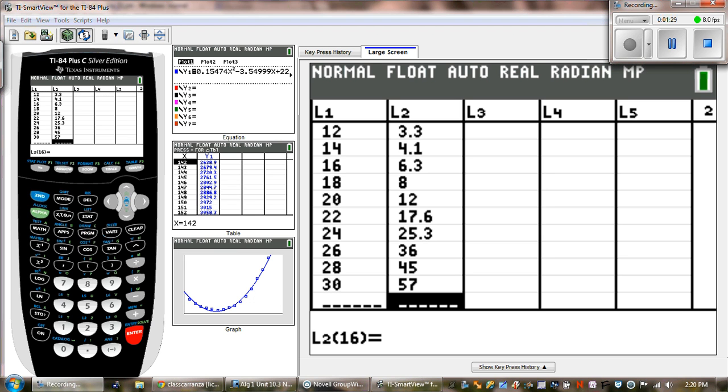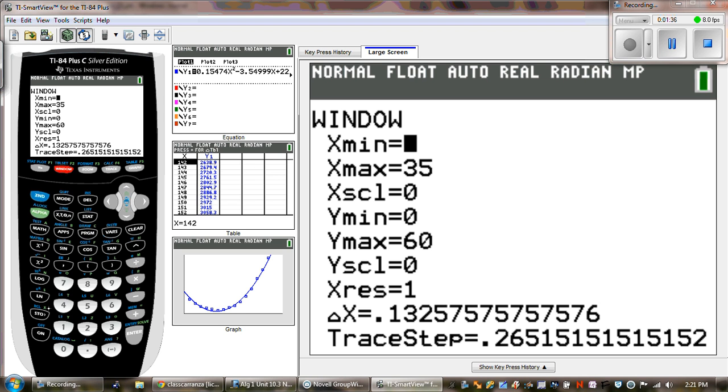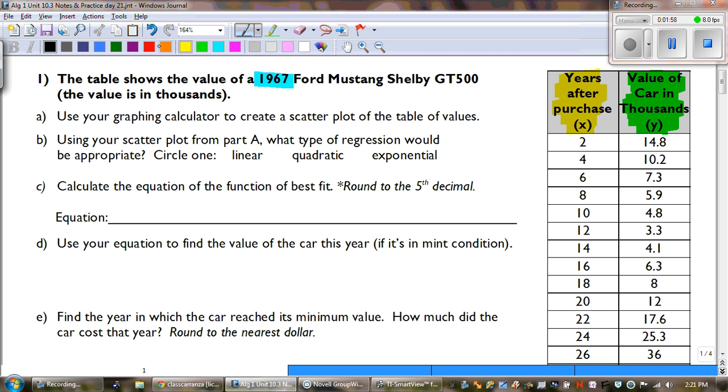Okay, after we've gotten all the data in, remember that we have to go and check our window. Okay, so the lowest value for X is 2. So I'm going to put a 0 as my min. My X max, the highest number I see is 30, so I'm going to go a couple above that. Remember, X scale is 0.